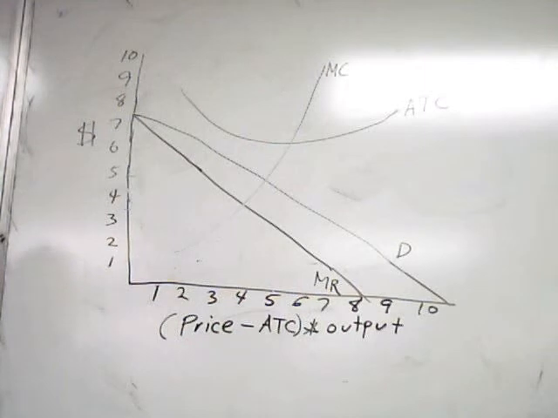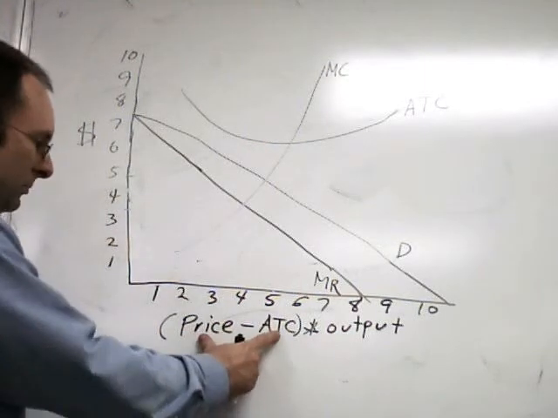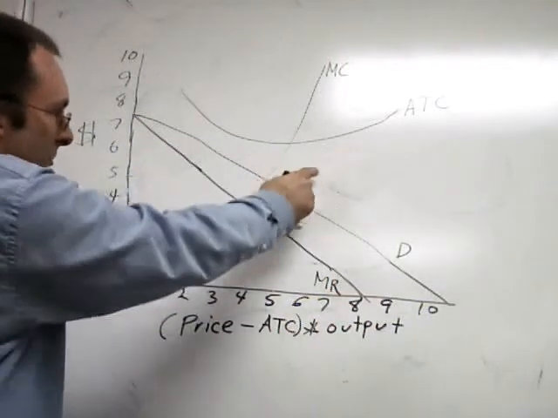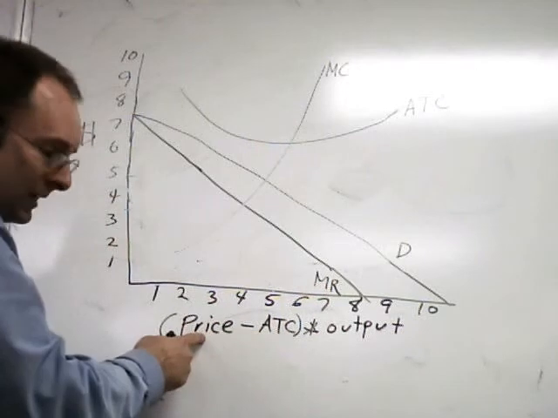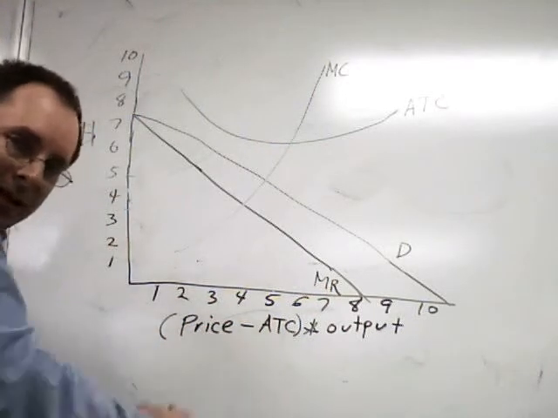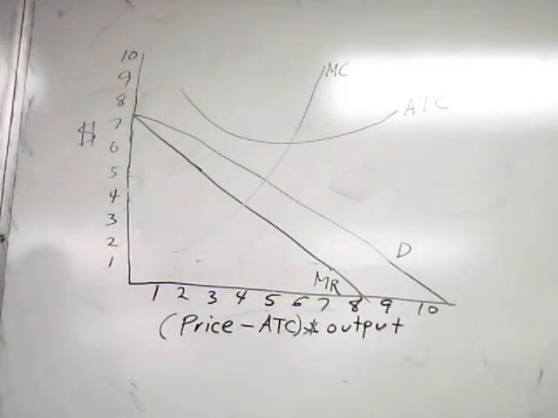So after you've looked at several of these graphs, you understand the formula, think about that. If the average total cost curve is always above the demand curve and price is read from the demand curve, this is always going to be a negative number. So you know that that firm is taking a loss.